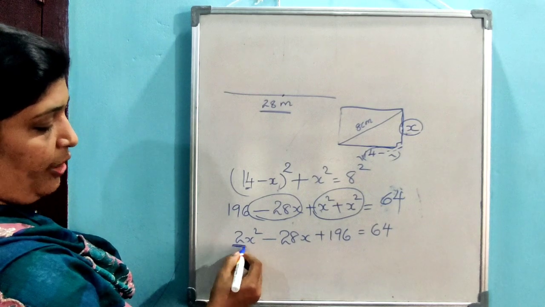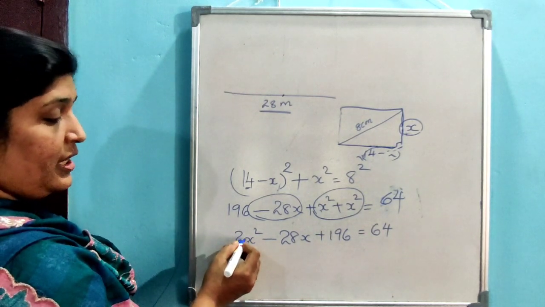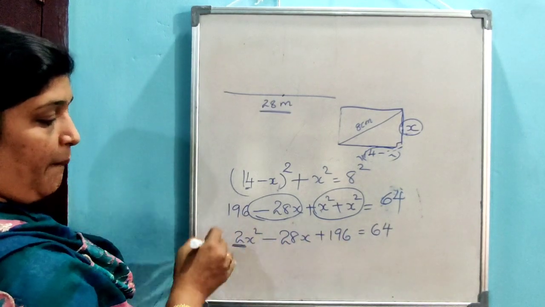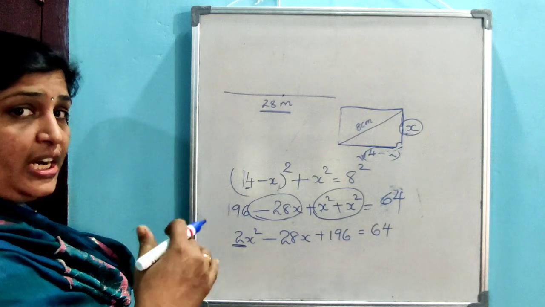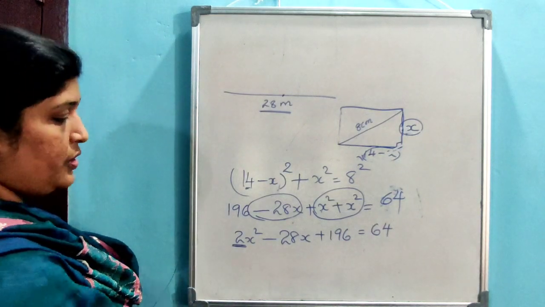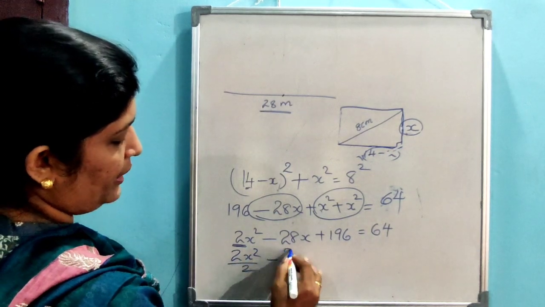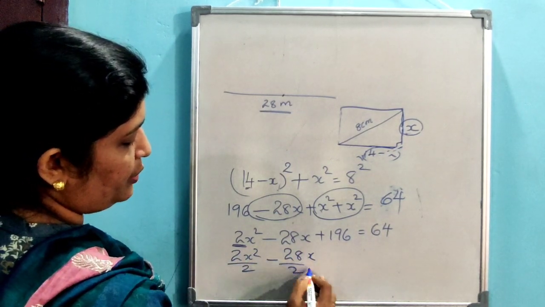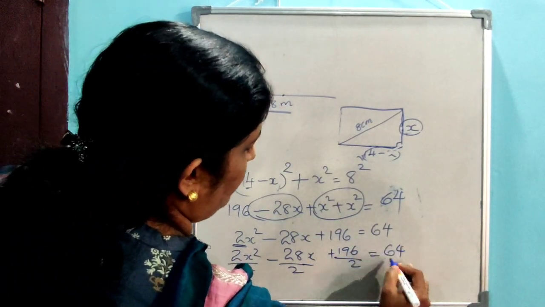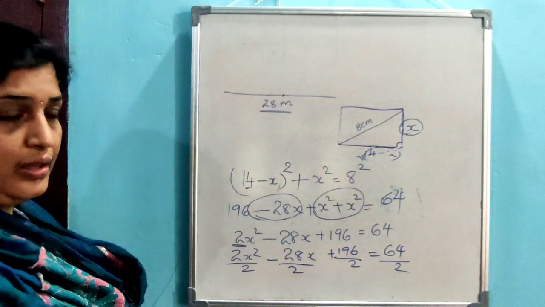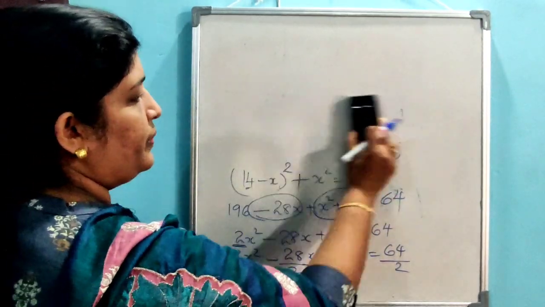Here, what is the coefficient? The coefficient is 2. So divide throughout the equation by 2. So what do we have? 2x square by 2 minus 28x by 2, and here we have 196 by 2, and here we have 64 by 2. We divide throughout the equation by 2.